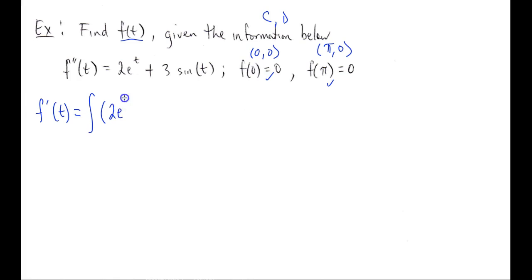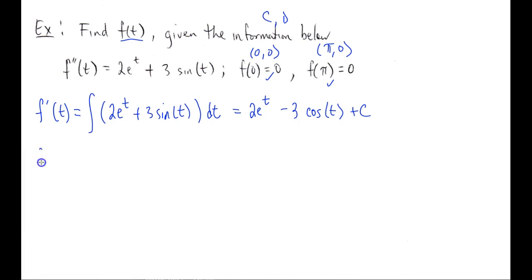We're going to do that by finding the antiderivative of 2e raised to the t plus 3 sine t. And if we do that, we know that e to the t, its antiderivative is itself. So we just repeat 2 times e to the t there. The antiderivative of sine is going to be negative cosine. So we would have here negative 3 cosine of t. And then, of course, we would have the plus c at the end.